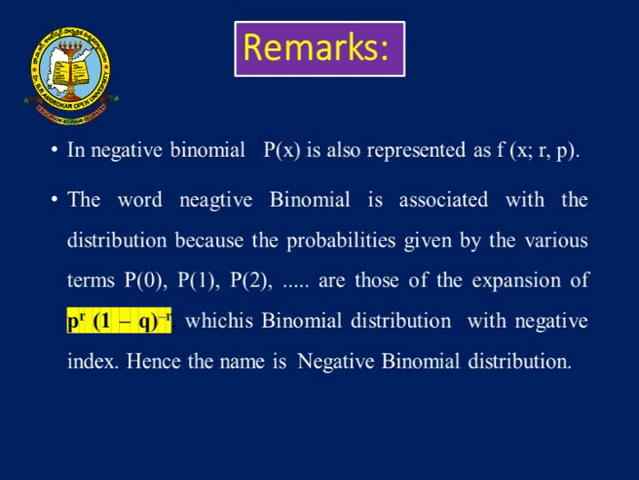The word negative binomial is associated with this distribution because the probability is given by the various terms, probability of 0, probability of 1, probability of 2 and so on, which are the expansion of p to the power of r into (1 minus q) whole to the power of minus r, a binomial distribution with negative index. Hence the name negative binomial distribution.